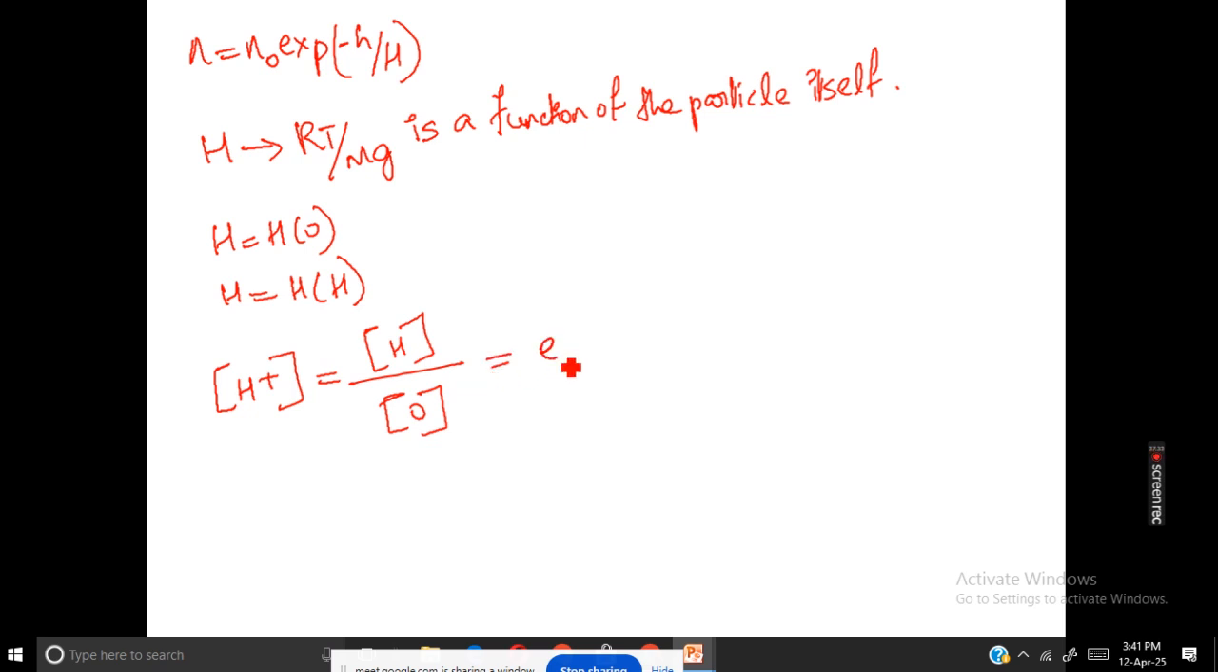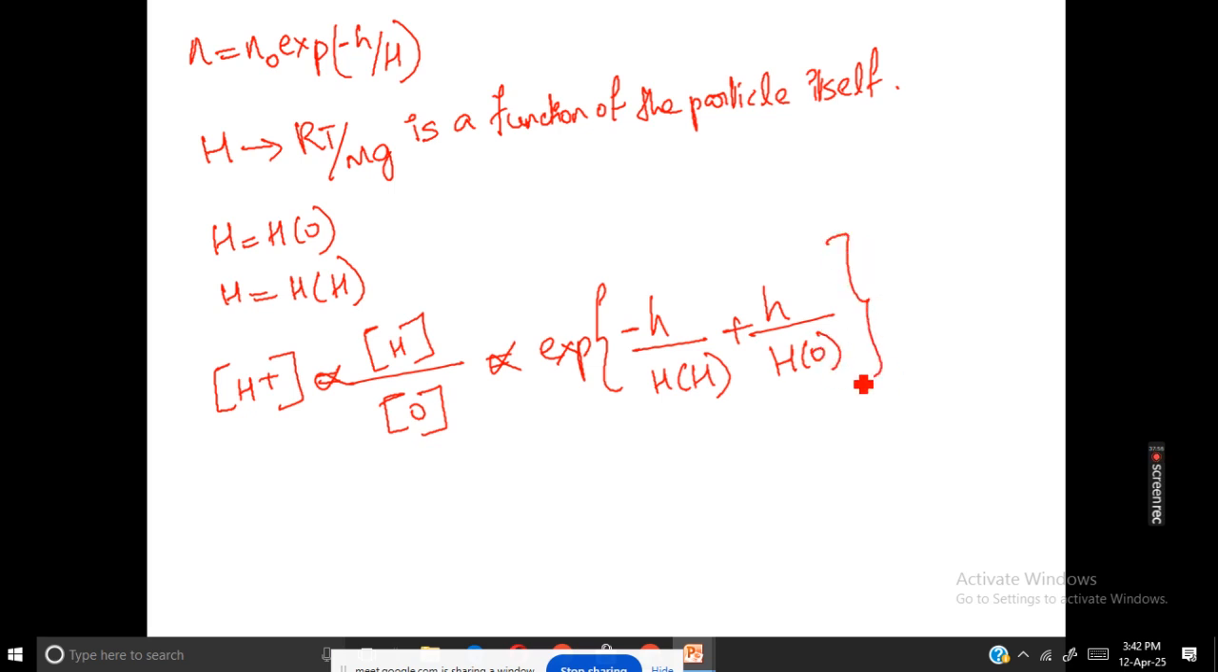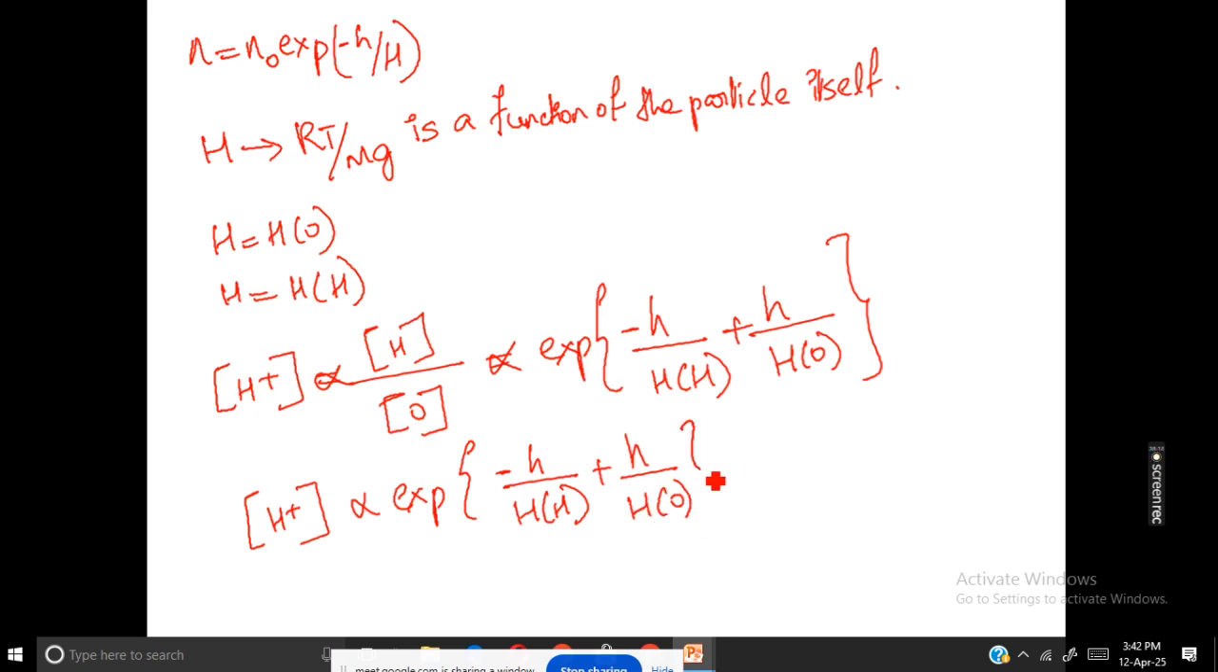So it will become exponential of minus h by scale height of hydrogen divided by exponential of minus h by scale height of oxygen. When it comes to the numerator, it will become plus h by scale height of oxygen. So the concentration of H plus is proportional to exponential of minus h by scale height of hydrogen plus h by scale height of oxygen.